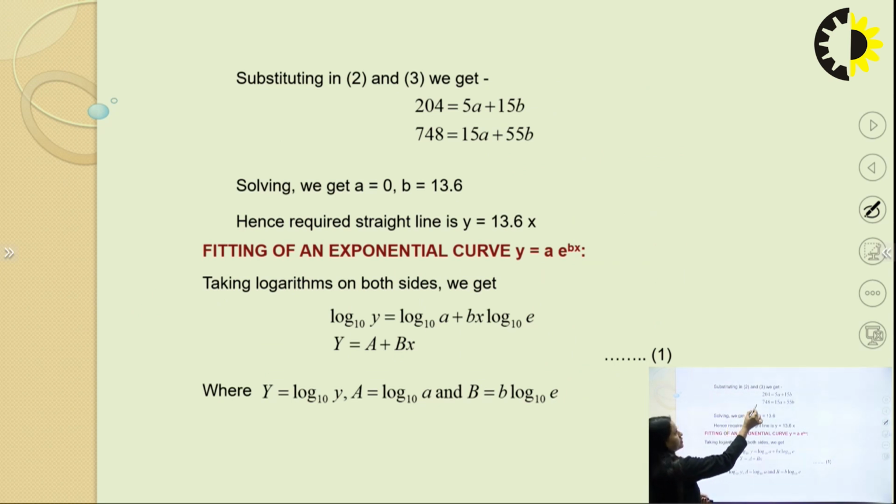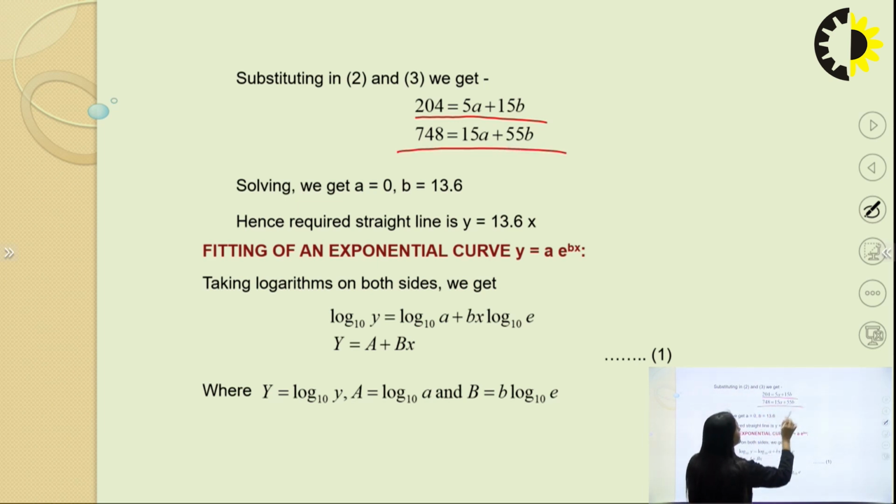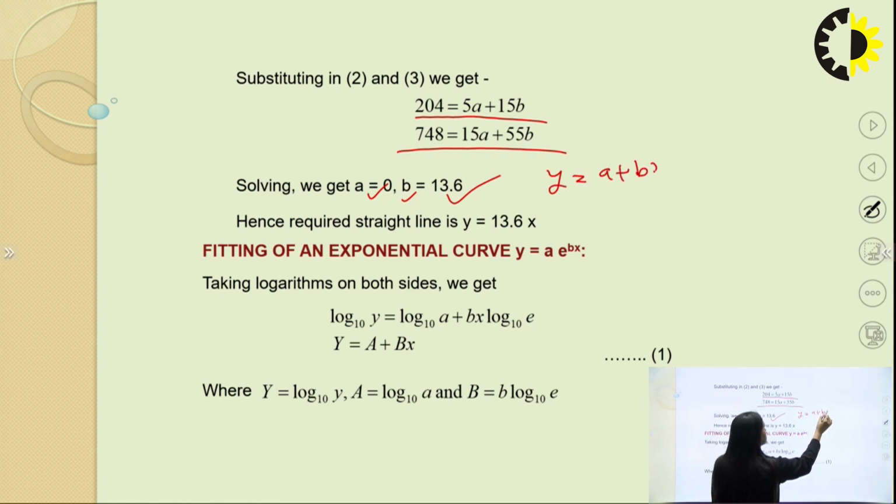We will get these equations: 204 is equal to 5a plus 15b, and 748 is equal to 15a plus 55b. Now on solving, which is very easy for all of you because these are 10th class equations, you can solve them and find the values of a and b. After finding them, we put these values of a and b in the given equation y is equal to a plus bx, where a is 0 and b is 13.6. So we will get the equation y is equal to 13.6x.